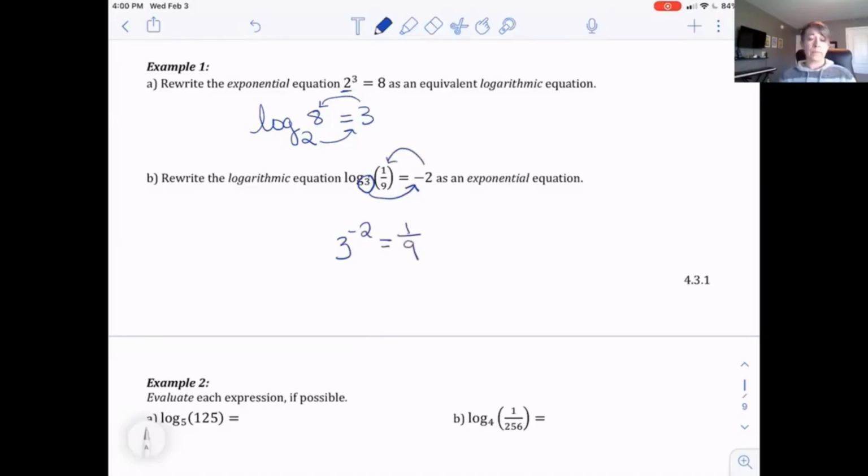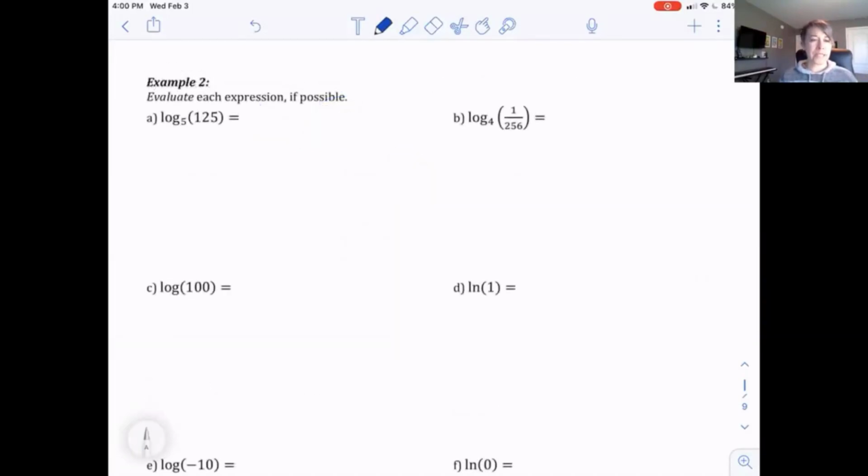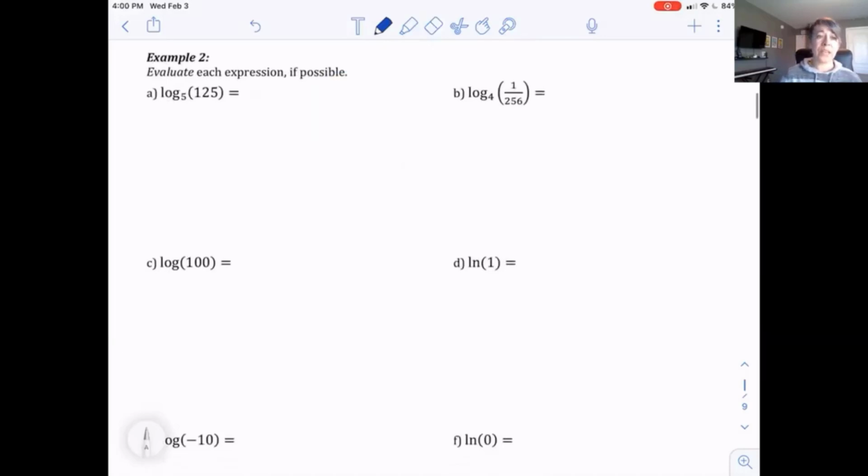And that's a true statement. Remember, negative exponents mean reciprocal, and if we square 3, we get 9. So let's do several examples, and we want to evaluate each expression if possible. So there's a hint that some of these may not be possible.